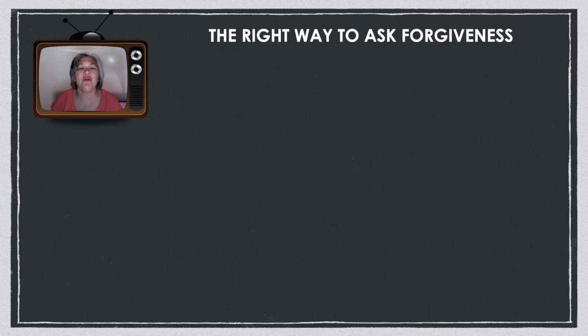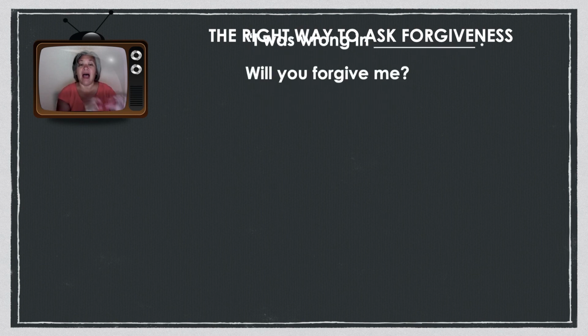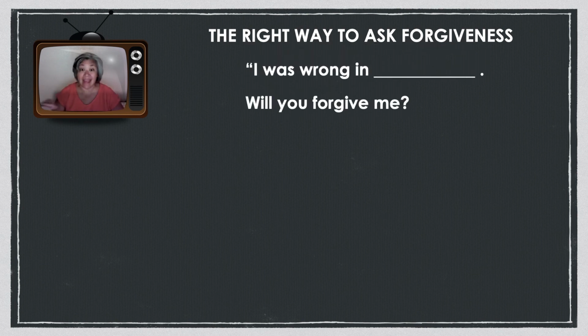It's time to focus in on the right way to ask forgiveness. And really, this is very simple. It only has two parts. You start with, "I was wrong in blank. Will you forgive me?" When you begin with, "I was wrong," it is clear that you understand your part in the situation. Remember, there's always two parts to every story.